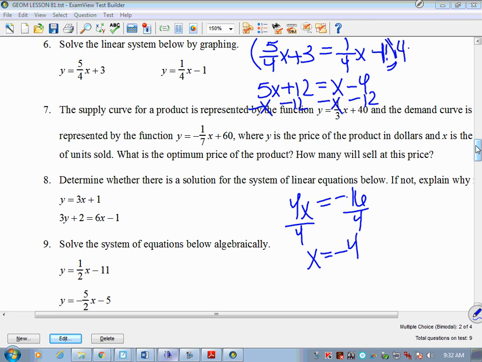I'd probably plug it into the shorter of the two equations. So what's negative 4 minus 4? y equals -8. All right, let's come over here real quick just so that we see how this works.